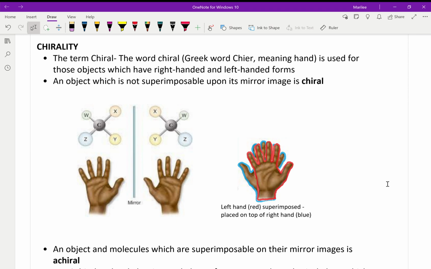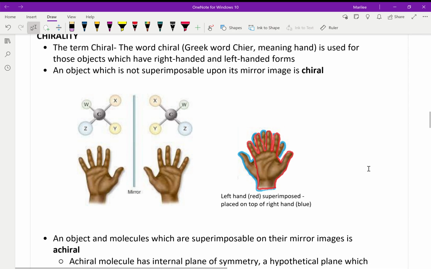But when you put your left hand on top of your right hand, that's the image on the right side where you see the red and the blue. You're placing your left hand on top of your right hand, and you see that your fingers don't line up. So your hands are a mirror image, but you cannot superimpose them. You cannot put them on top of one another and expect all your fingers to be in the right place. If you can't superimpose them, then we call it chiral. An object is chiral.